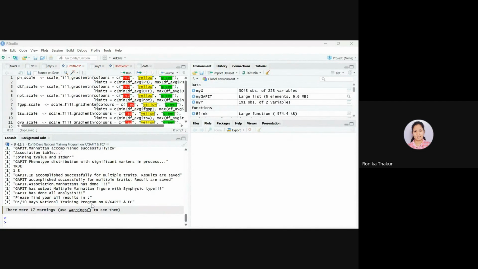No, sir. Then it will be applicable, sir, for the markers which have been found significant. Okay. So firstly, if you see the output file, we have SNPs, then second column chromosome, third column position, fourth column p-value. P means probability. So what is the meaning of probability?